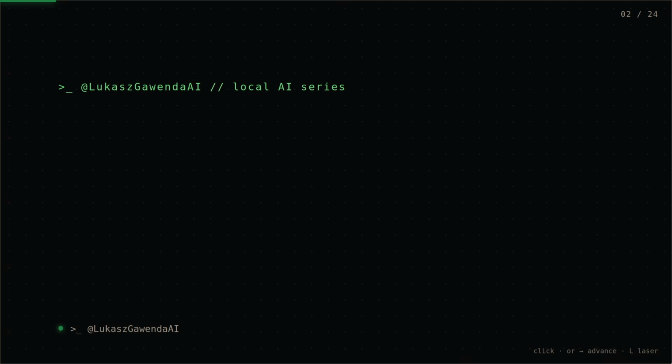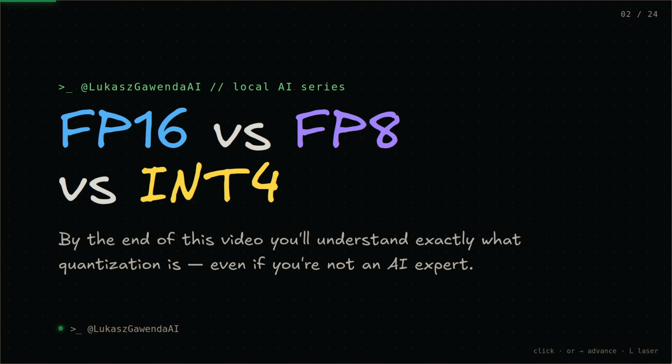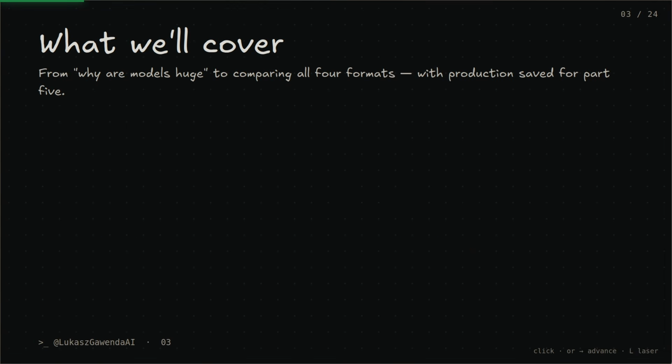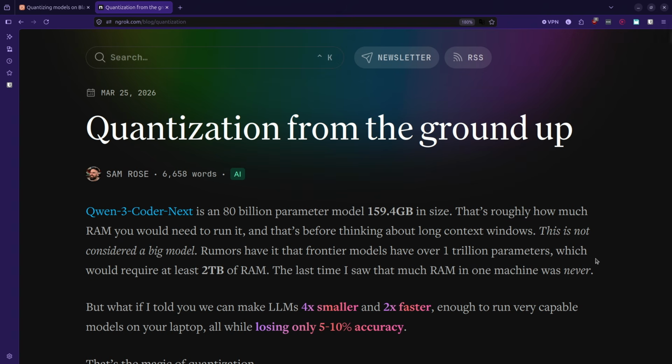So let's dive in. In this local AI series, we'll look into FP16, FP8, and INT4. By the end, you will understand exactly what quantization is, even if you are not an AI expert. There will be 5 quick parts: why models are big, when you are even allowed to lower the precision, what quantization actually does to the numbers, and how we check whether we broke anything. And then in this 4 lineup, I will save running it in production and comparing it for the next video.